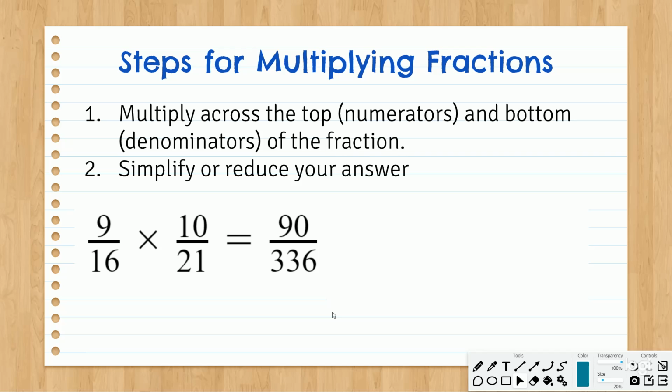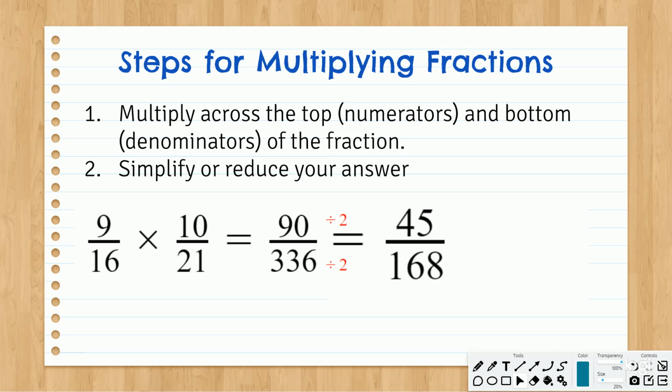Then I need to think back, can I reduce this? Is there a number that goes into both 90 and 336? And if I look quickly at it, I realize that these are both even numbers, so I know that these can both be divided by 2. So 90 divided by 2 and 336 divided by 2 is going to give me 45 over 168.